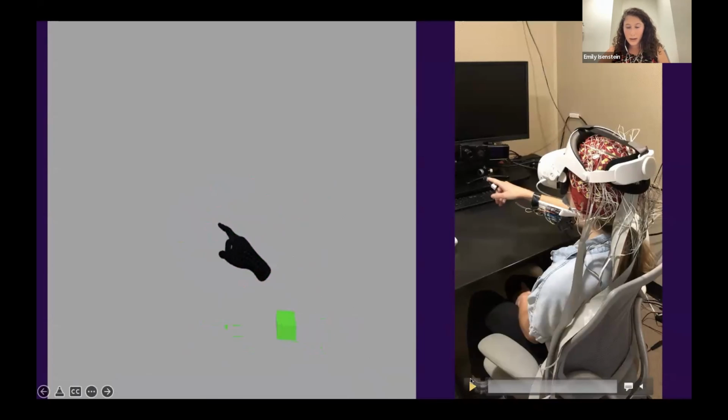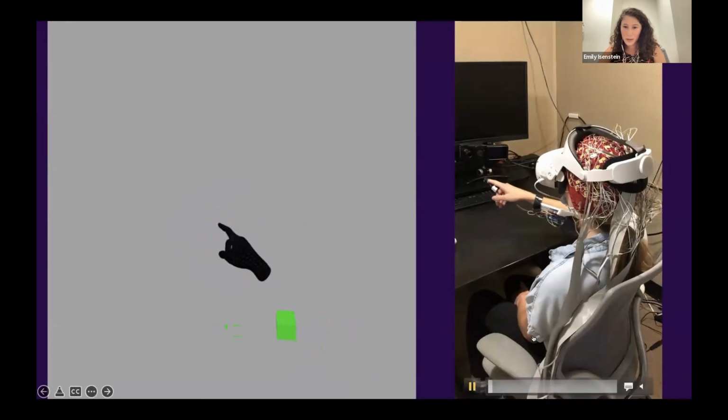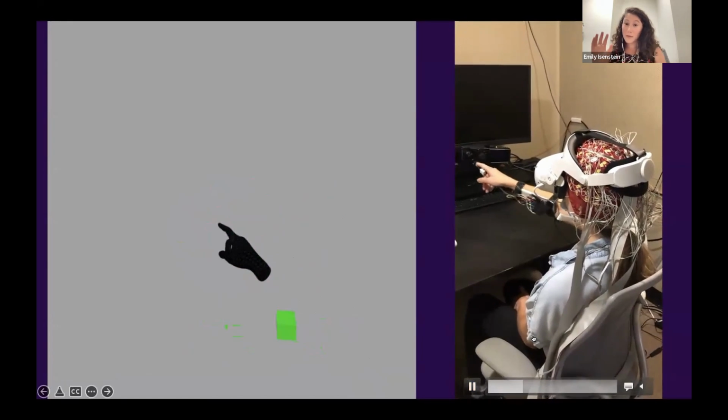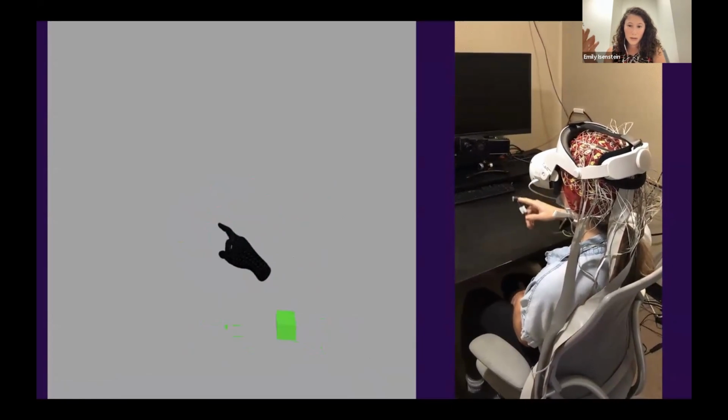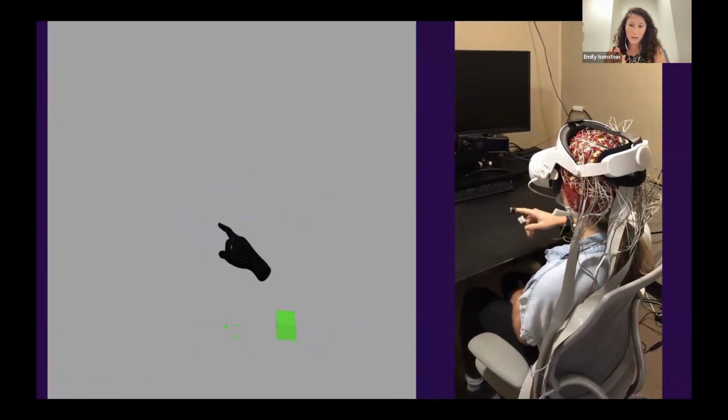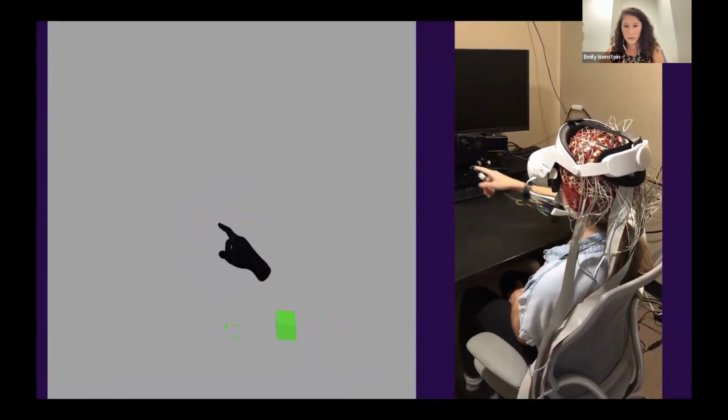And then, as I said, collected just yesterday, so very new. This is what it looks like from the outside. So we have this device strapped around their hand that will vibrate every time their hand reaches out to touch that virtual object. And you can see the EEG cap on underneath the VR headset.